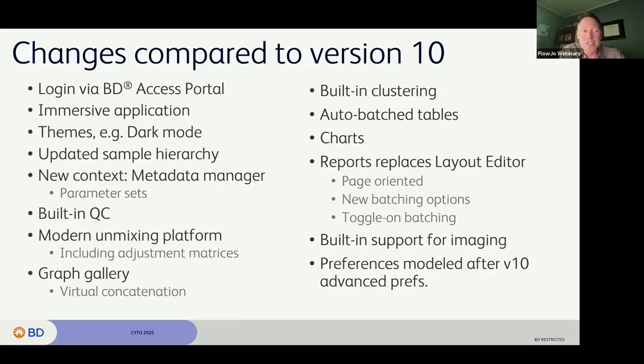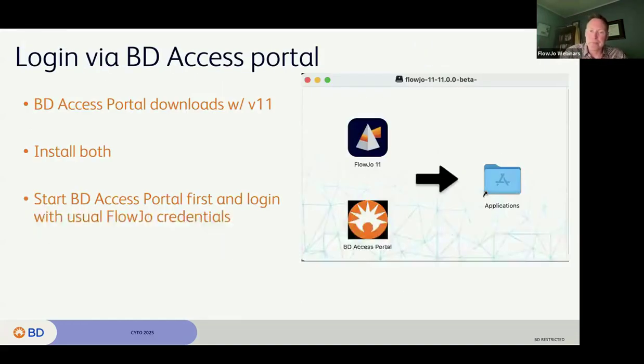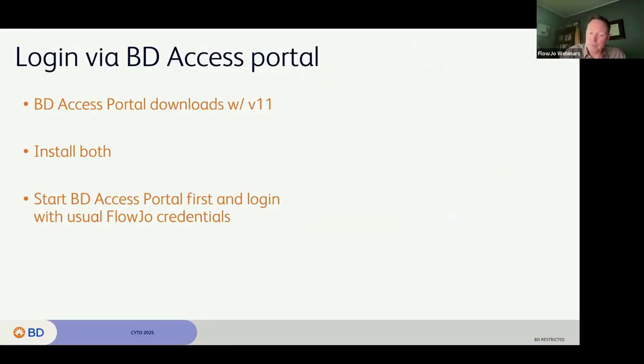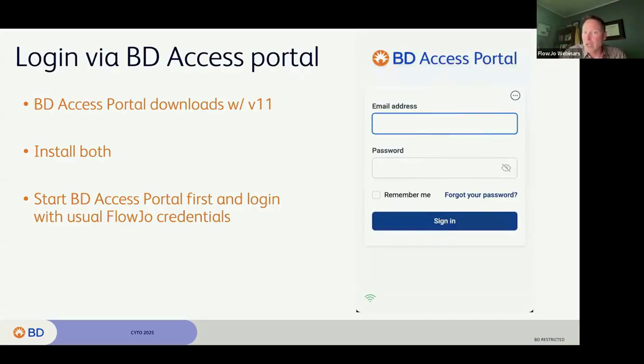All right, so let's look at one slide on each of these. BD Access Portal. When you download FlowJo 11, it is packaged with another software called the BD Access Portal. Install them both into applications. Start the BD Access Portal. Sign in with your email address and password. It'll stay running passively in the background. After that, it should work exactly like the old FlowJo Access Portal did, and that should be that.